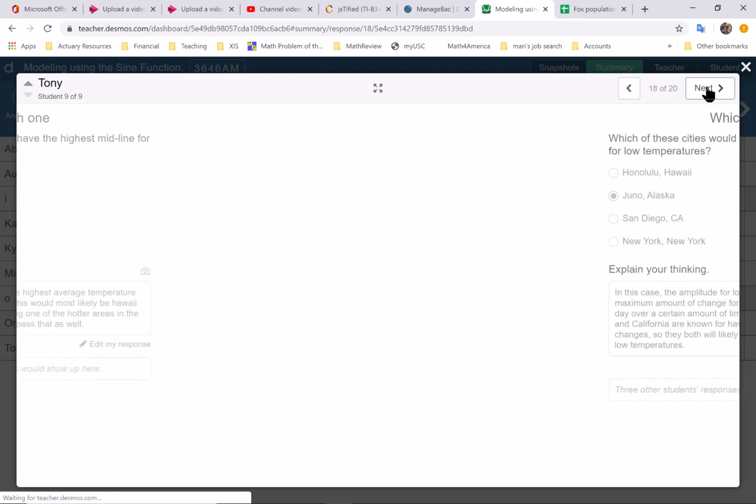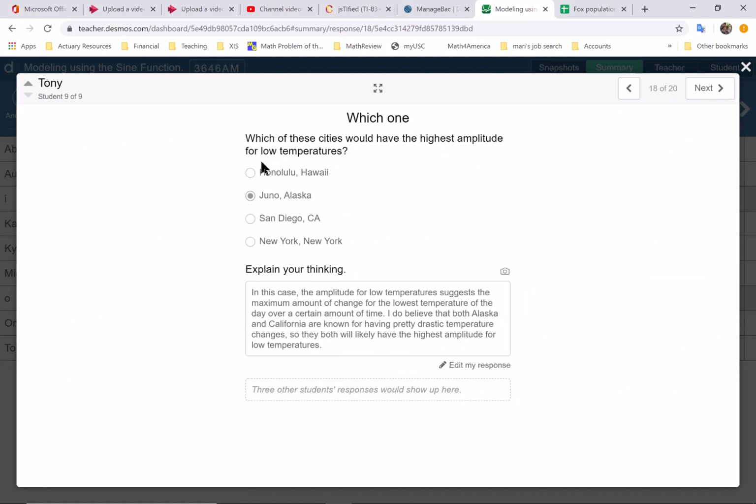And then the next one is, which of these cities would have the highest amplitude? Remember, amplitude is deviation from the midline, right? So deviation from the average temperature. So Honolulu, Hawaii stays very warm all year long, right? So its amplitude is going to be very small because the deviation from the average temperature is not a lot. Juneau, Alaska gets really, really cold, and then in the summer it still gets very cold, but not as cold. So there might be a lot of deviation there. San Diego also doesn't have a lot of deviation in their winter. New York might be a better answer than Juneau. It's kind of up for debate because in New York it gets quite warm during the summertime.